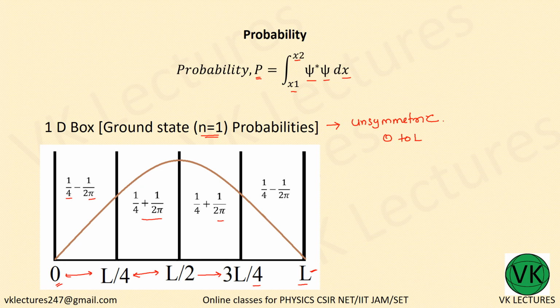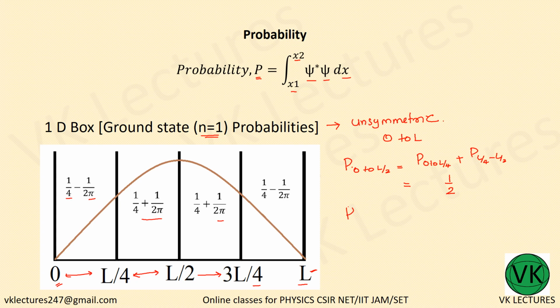Now if you consider the probability from 0 to L by 2, you have to add these two probabilities: the probability from 0 to L by 4 plus the probability from L by 4 to L by 2. So if you add both, 1 by 2 pi will go, and you get 1 by 4 plus 1 by 4, that is 1 divided by 2.